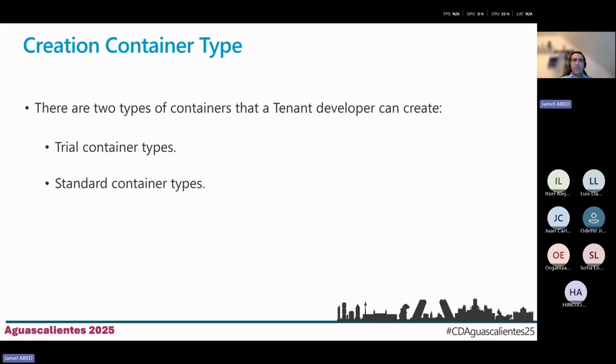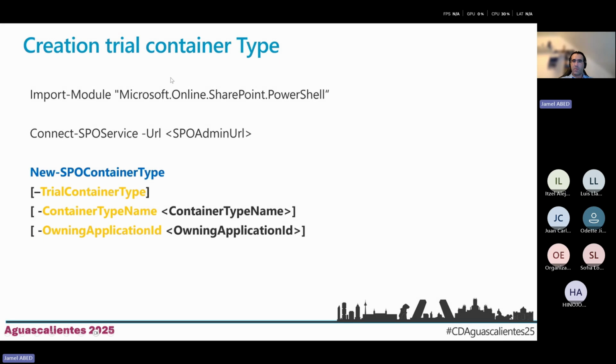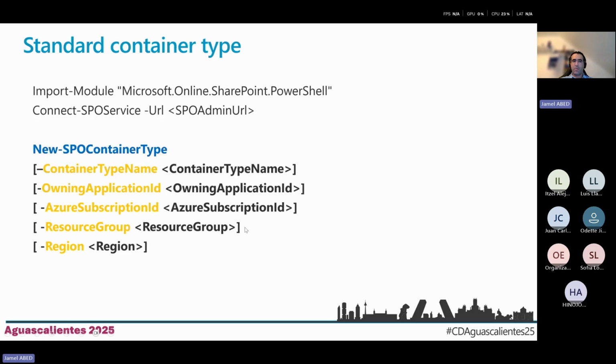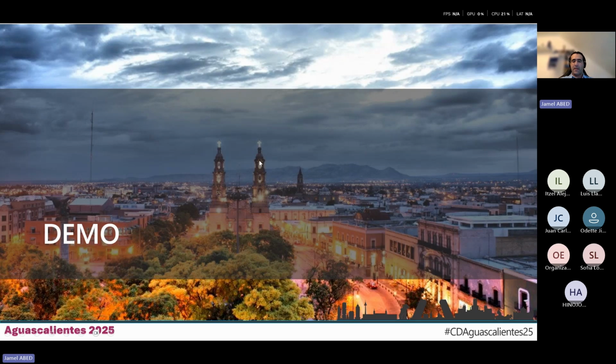And in PowerShell, to create a container type, we have two options. We have the trial container type, where you specify an attribute that it's a trial container, the container type name, and the application ID. Or if you want to create a standard SharePoint container type, you need to specify the container type name, the application ID, your Azure subscription, your resource group, and the region. And here I will show you a demo. If you have any questions, you are free to ask.